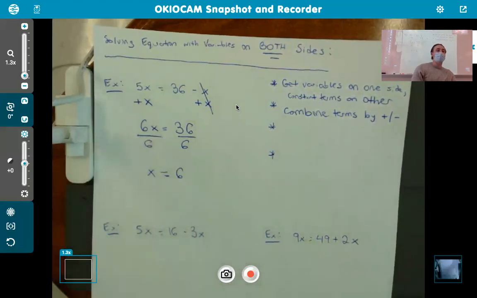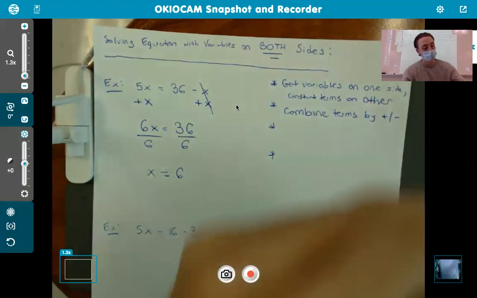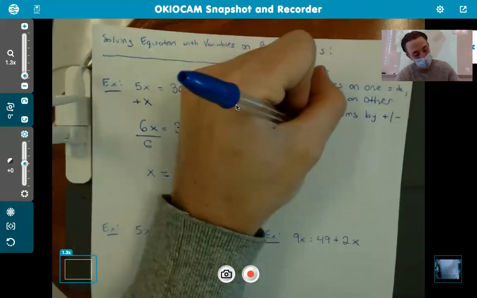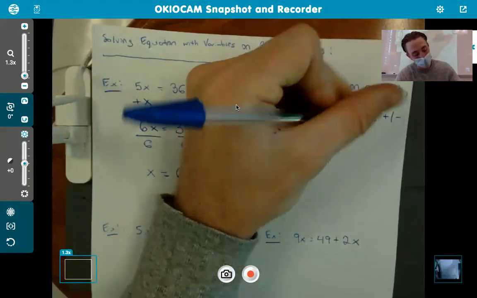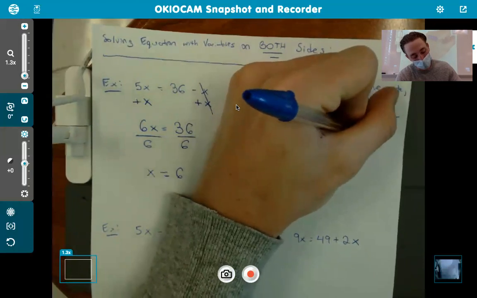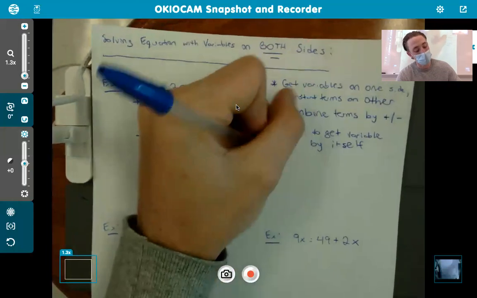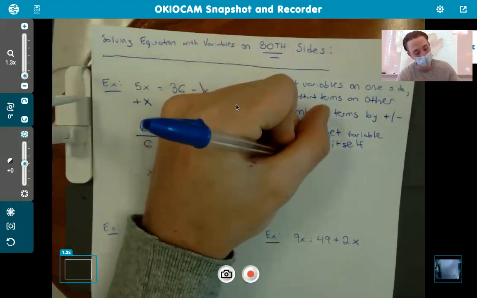What did I do to get the variable by itself? So if I had 6x, what did I do on both sides? I didn't add. Divide, right? So you're going to multiply or divide to get the variable by itself. And then my last step is to simplify.